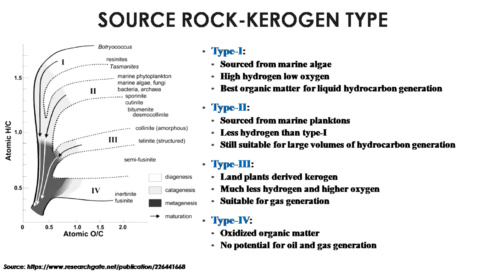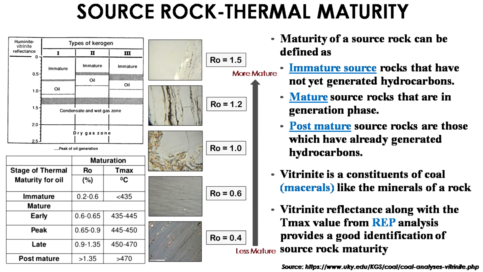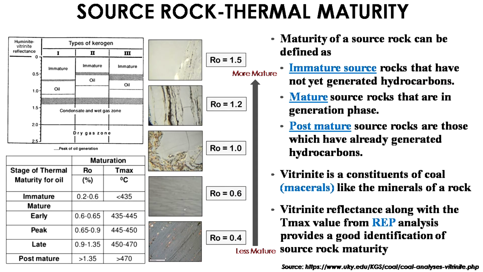Now, the third important part in this story is the thermal maturity. What is thermal maturity? There are two factors by which we can measure thermal maturity of the source rock. One I have already talked about in the first part, which is the Tmax. There is another indicator which is called the vitrinite reflectance, which is presented as Ro. Now, what are vitrinites? Vitrinites are nothing but a constituent of macerals.